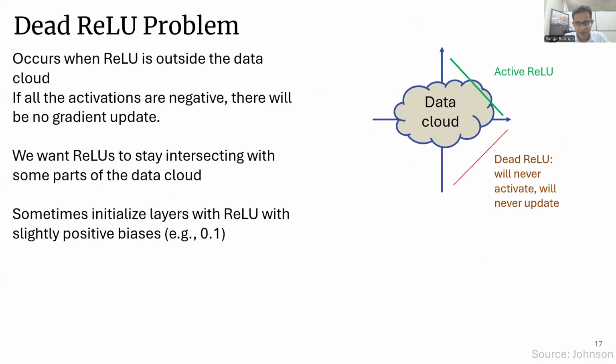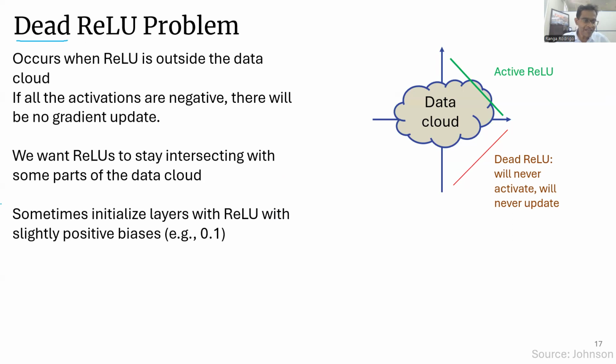So, but there is a thing called the dead ReLU problem. It occurs when the ReLU is outside the data cloud. Think that this is the space of the weights, and activations happen in this region, and the ReLU function is outside that. Then you will always get 0, and gradients will never backpropagate. This is called the dead ReLU problem, but this is only for one example. When you have a large number of images, this does not usually happen.